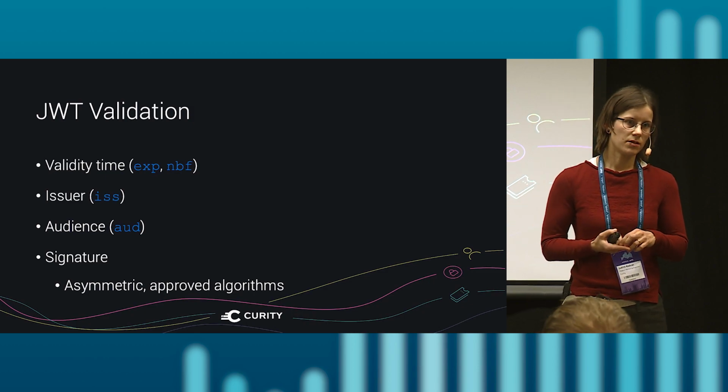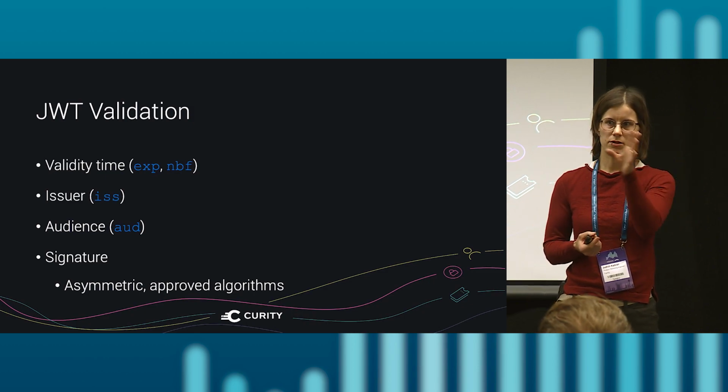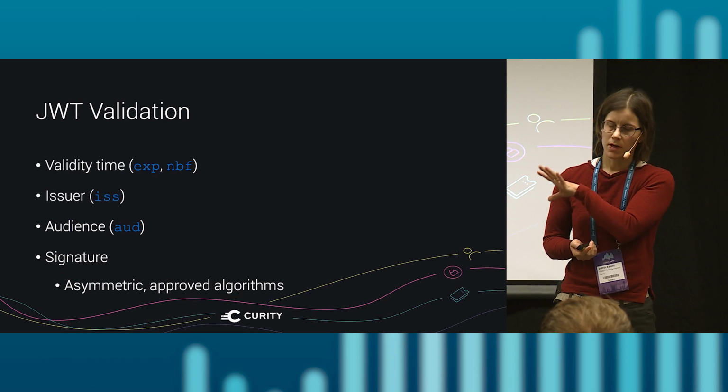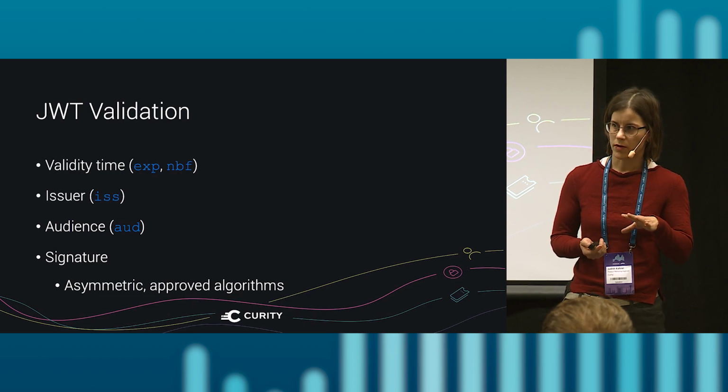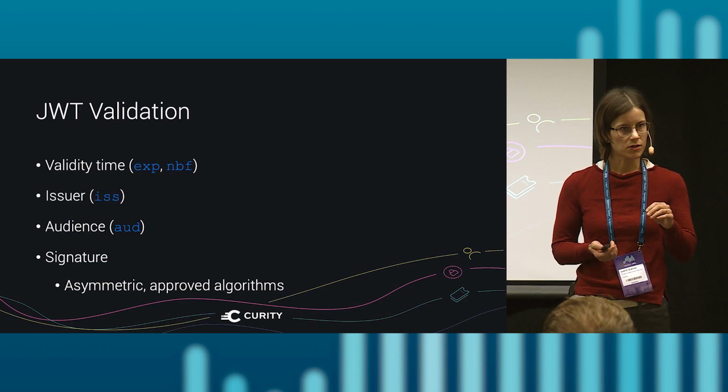JWTs have a structure. They have a header, payload, and signature. And attackers can trick JWT validation algorithms into accepting crafted JWTs by manipulating JWT headers. So you shouldn't rely on the JWT headers alone for signature validation, but you should define which algorithms you support. So you should have a list of approved algorithms.